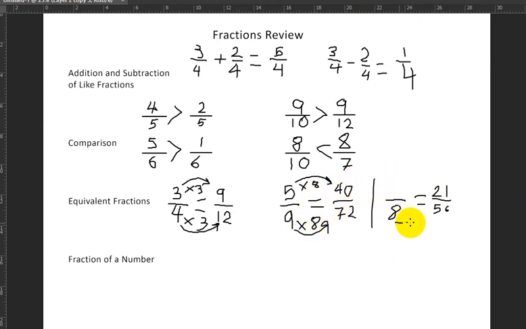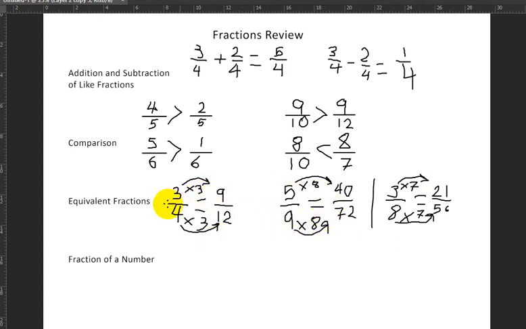We can say, what did I multiply 8 with to get 56? I multiplied 8 with 7 to get 56. Well, what number do I multiply with 7 to get 21? The answer is I multiply 3 with 7 to get 21. So this equivalent fraction is 3/8. If you wanted the arrows to be pointing this way, it would have to be divide, but let's not get into that right now.